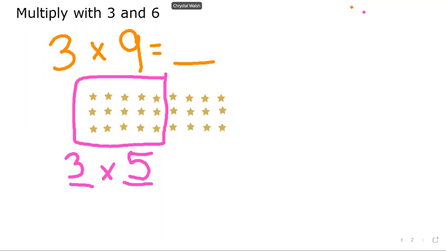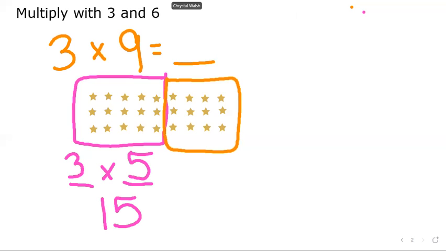What does that equal? 3 groups of 5 is how many altogether? Count by 5s, ready? 5, 10, 15. So 3 times 5 is 15. But I'm not done. I still need to solve for my other half of my problem. This half of my equation. Let's go ahead and write a multiplication equation to represent it. Write it down on your paper.